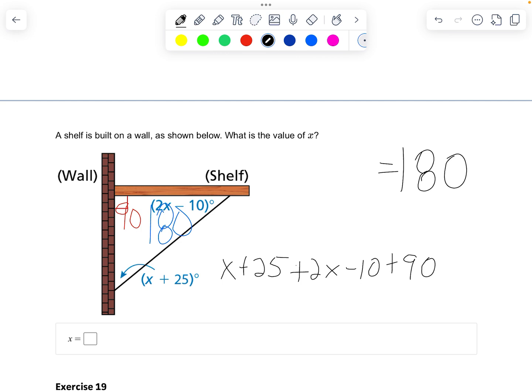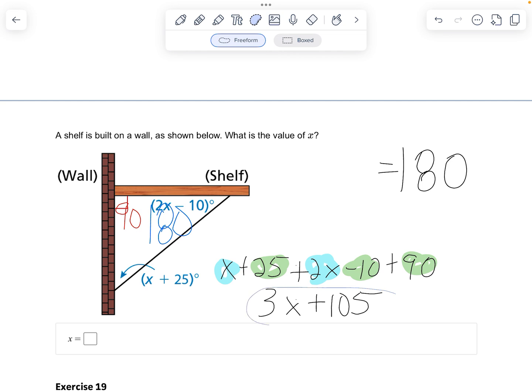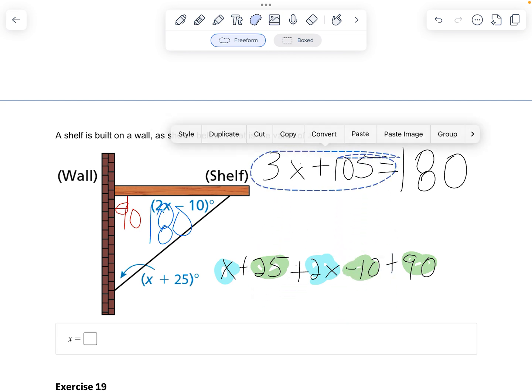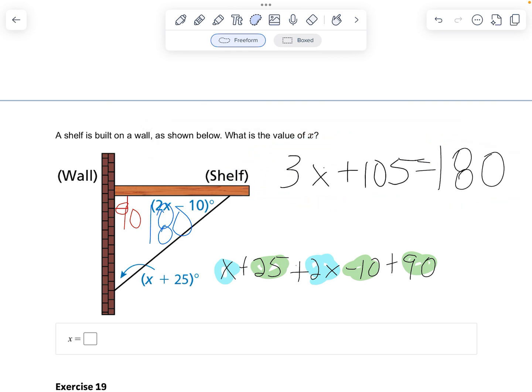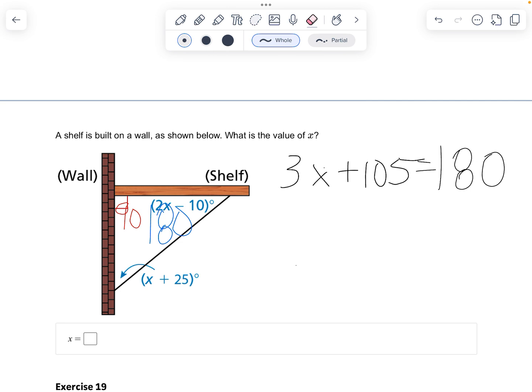Well, the x's go together, right? This x and this x give me 3x. Then 25 and minus 10 go together, plus the 90. 25 minus 10 is 15, plus 90 is 105. So I get 105 degrees. So this goes right up here. We're going to make it a little bit bigger, and then move it over to give me some room. I love technology. This I can get rid of. Bye-bye. Now, solve for X.